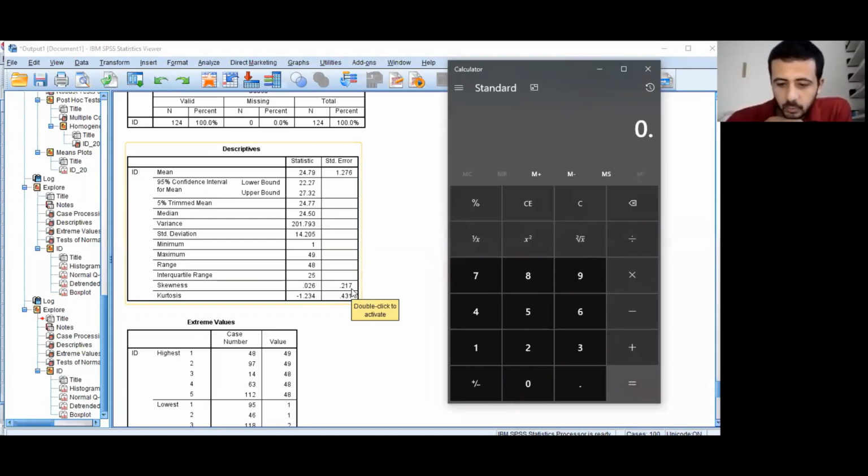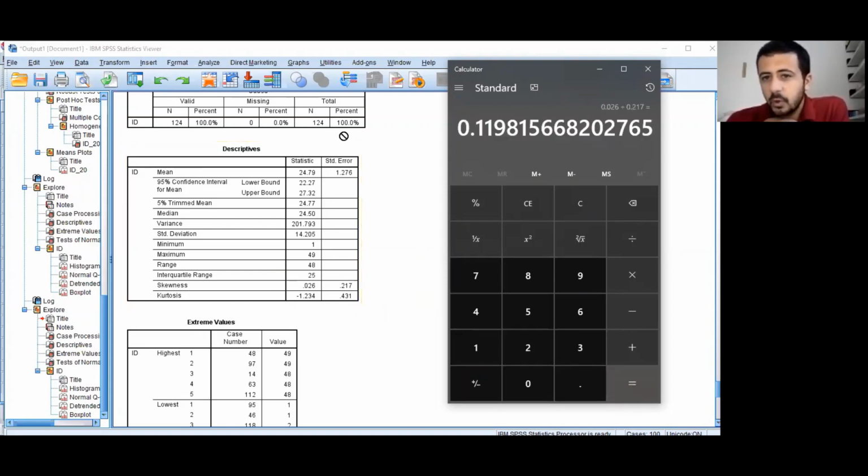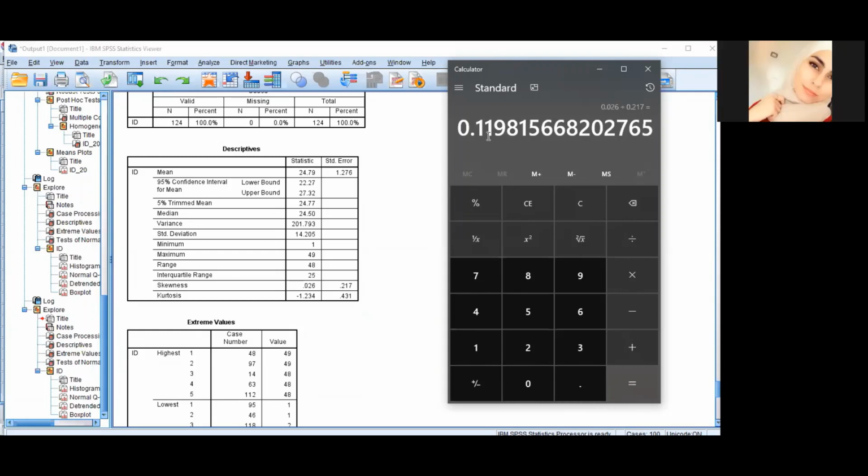0.026 divided by 0.217. This is 0.11. Is it closer to 0 than +2 and -2? Yes. Then I don't have skewness. The Z value is not so big, so the significance is not so big, and I don't need significance in here.